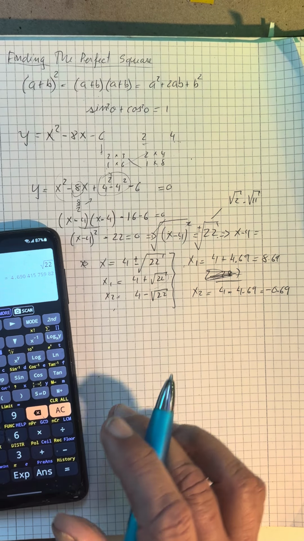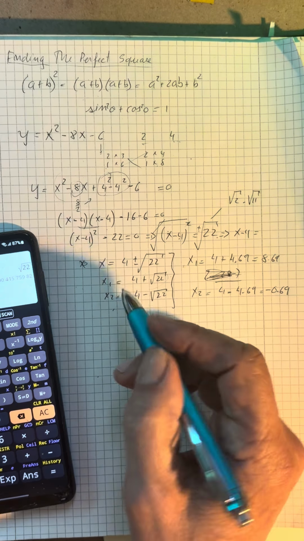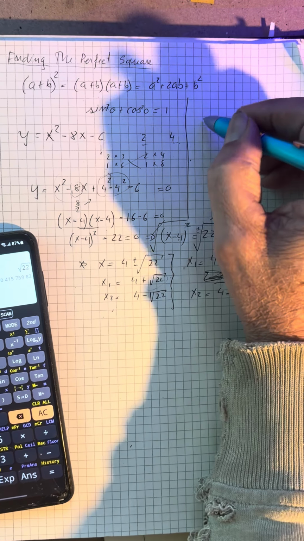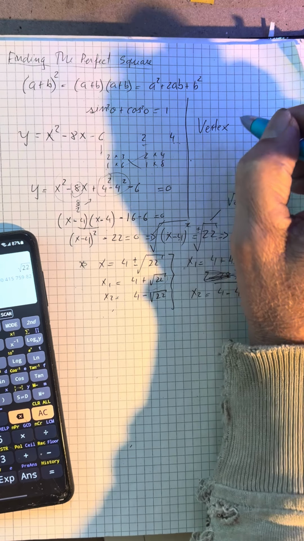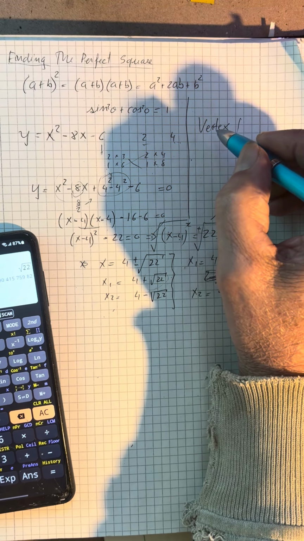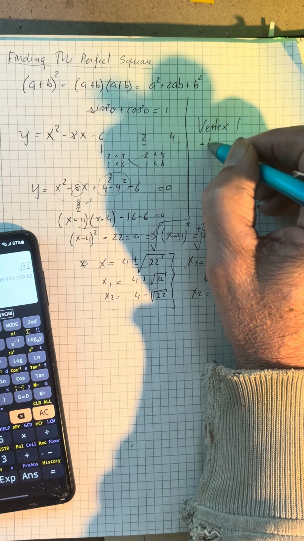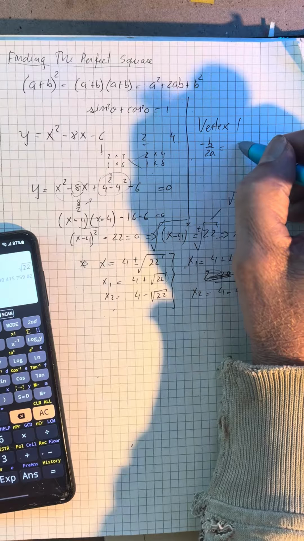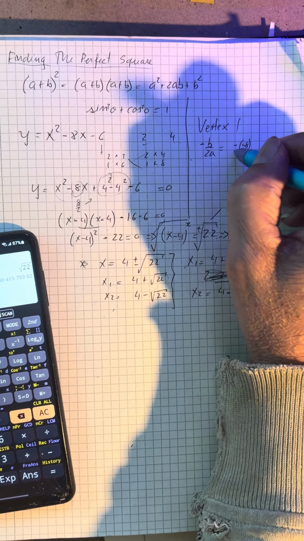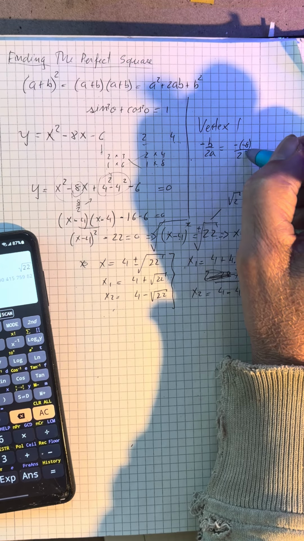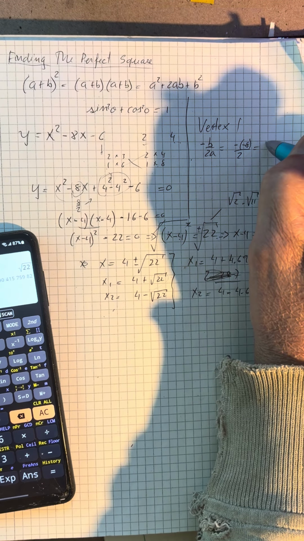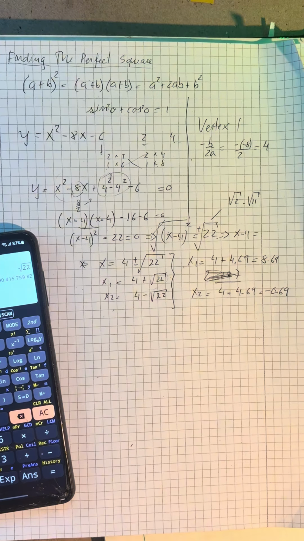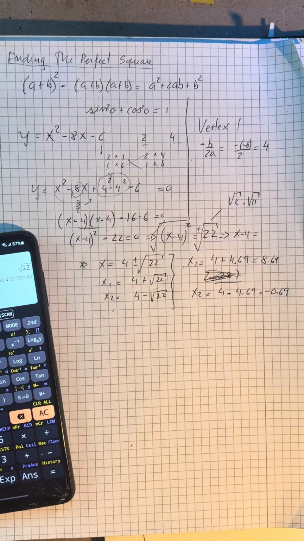Okay, the vertex. We will have to calculate the formula, and I will put it here. For the vertex, we will have to use the formula minus b divided by 2a, which is equal to minus minus 8 divided by 2 times 1. So this is equal to 4. That's the x value.